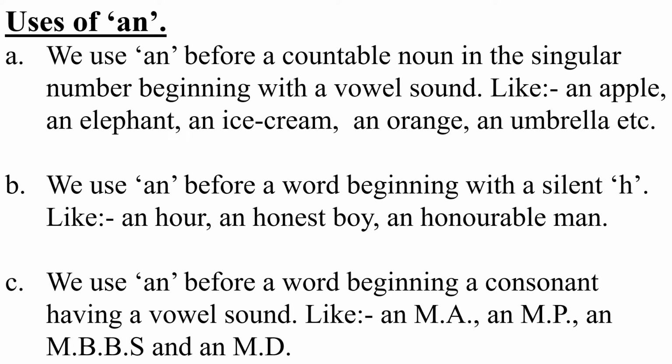In words where the H is silent, we use an, like an hour, an honest boy, an honorable man. The third rule is we use an before a word beginning with a consonant having a vowel sound, like an MA, an MP, an MBBS and an MD.